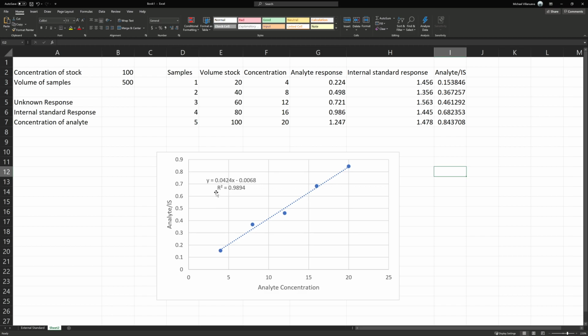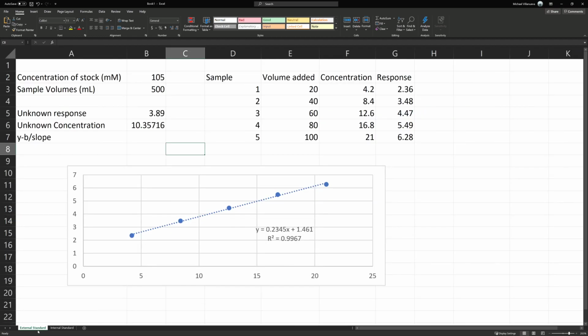We just need to back substitute to find our unknown. So let's say our unknown has a response of 0.559, and we have an internal standard response of 1.448. What will we do? Well, let's write this equation out. This is going to equal, so I need to go back to this, actually, let's name this sheet. Standard. We go back to this previous page.